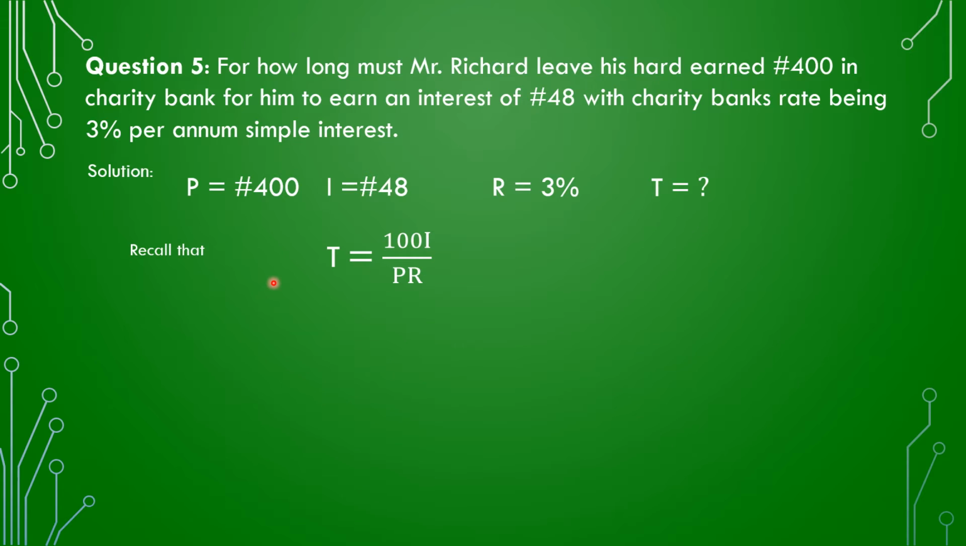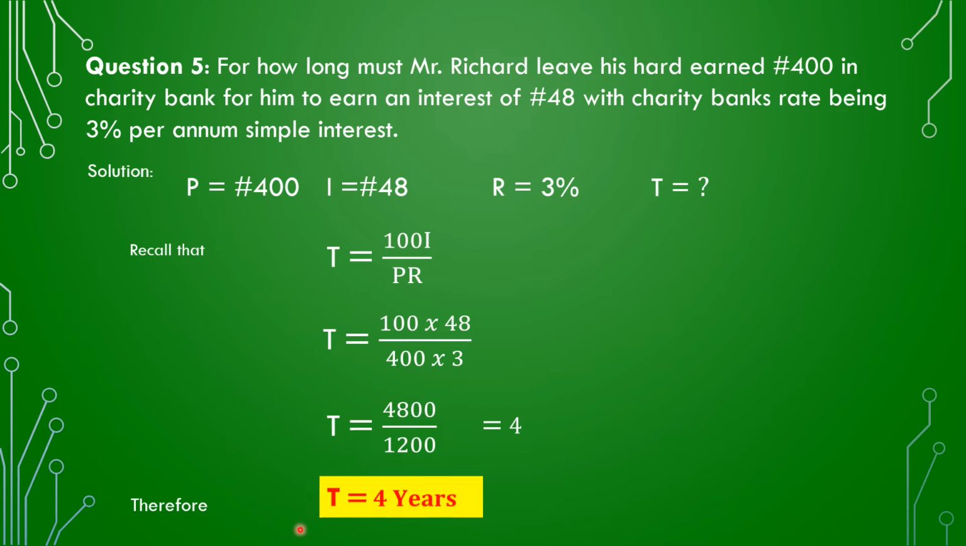Recall from part 1 of our video that the time T is equal to 100 multiplied by the interest, divided by the principal multiplied by the rate. Inserting the figures, our time T is equal to 100 times 48, which is the interest, divided by the principal 400 multiplied by the rate, which is 3. Going further, T is equal to 4,800 divided by 1,200, which gives us 4. The question says for how long? Therefore, our time T is equal to 4 years.